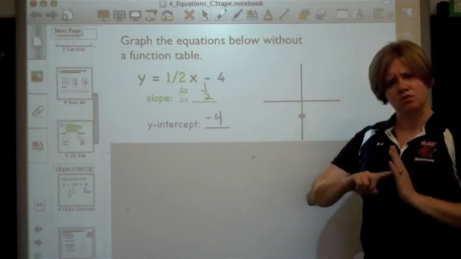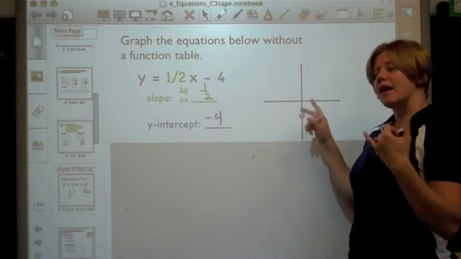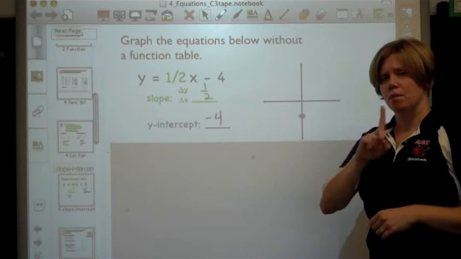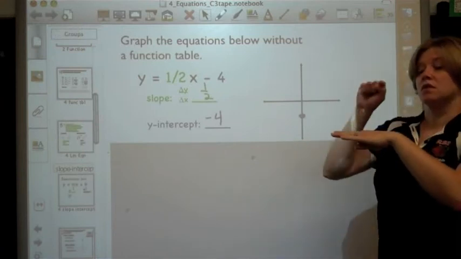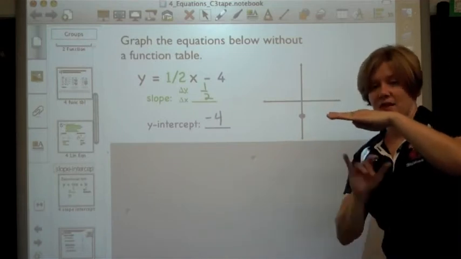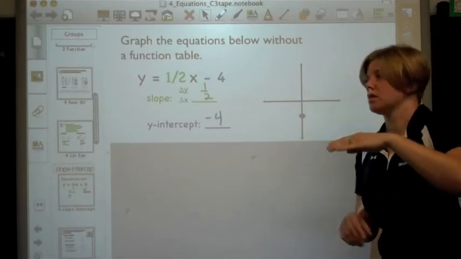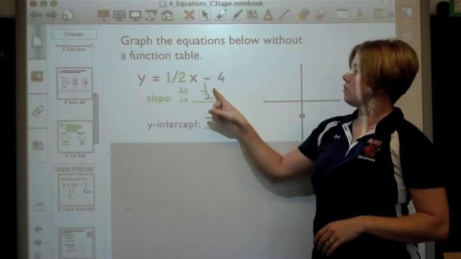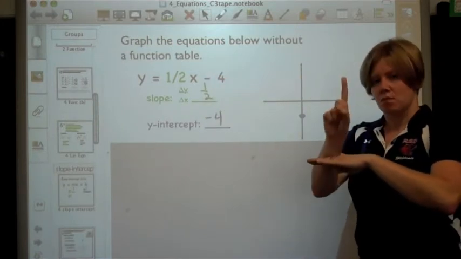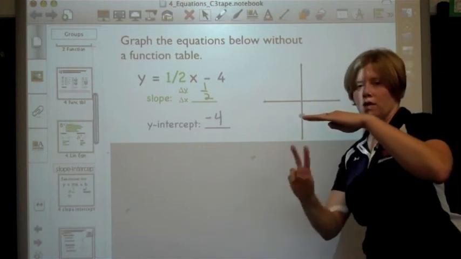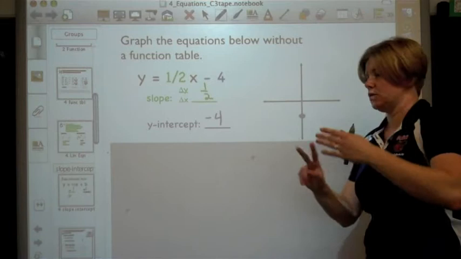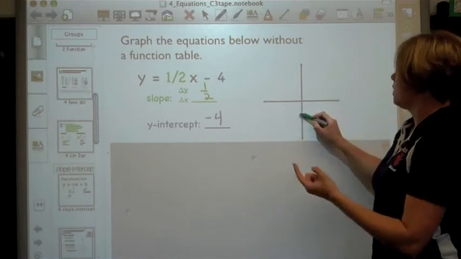And then I can go ahead, because I have a starting place, I can go ahead and look at the slope. So remember that the slope is a fraction, and the numerator is how many to go up or down, and the denominator is how many spaces to the right. So here I have 1, so I'll go up 1 because it's positive, and then 2 to the right. So up 1 and right 2.